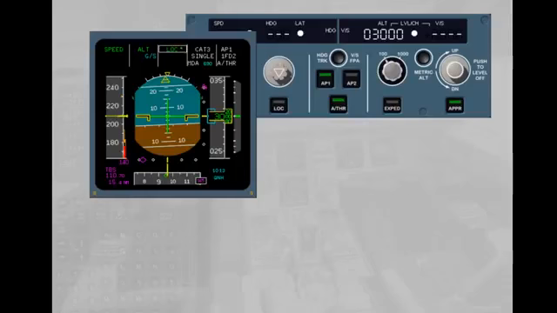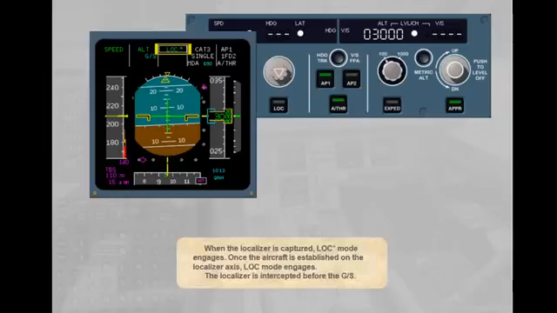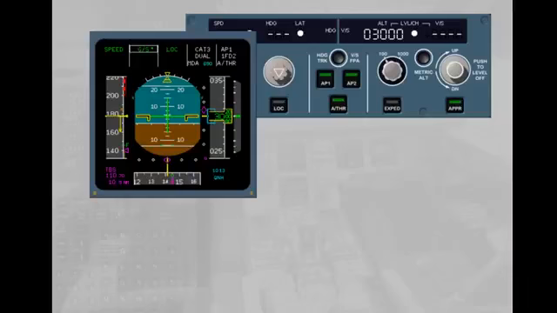When the localizer is captured, lock star mode engages. Once the aircraft is established on the localizer axis, lock mode engages. The localizer is intercepted before the glide slope. When the glide slope is captured, glide slope star mode engages and switches to glide slope mode when the aircraft is established.